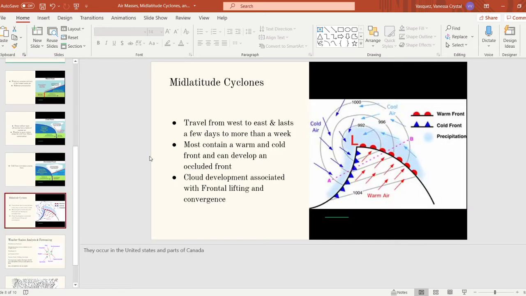And mid-latitude cyclones are low pressure systems that travel from west to east, and they last a few days to more than a week. Most contain a warm and a cold front, as you can see here. And it can develop an occluded front, so when this cold front catches up to this warm front, that's when an occluded front will show up.